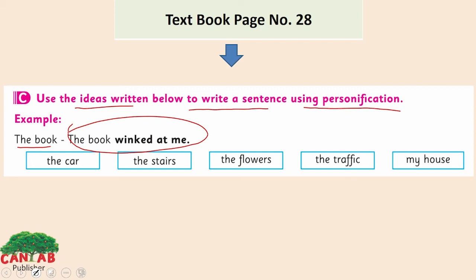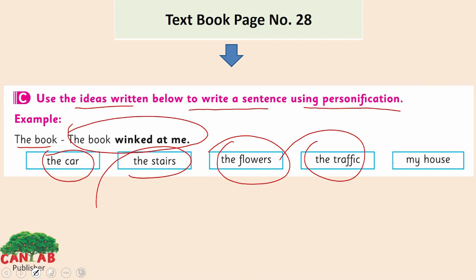So you have to choose and use these words here in your sentences. You have to write a sentence using personification. You have to make them do things which people can do only. The car, the stairs, the flowers, the traffic, and my house.